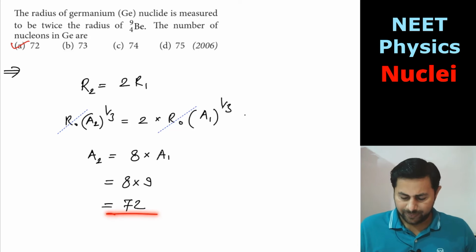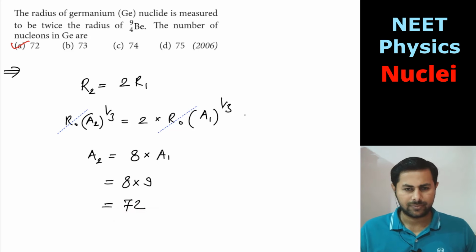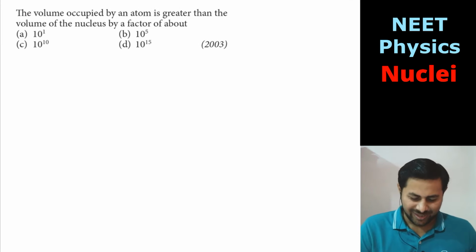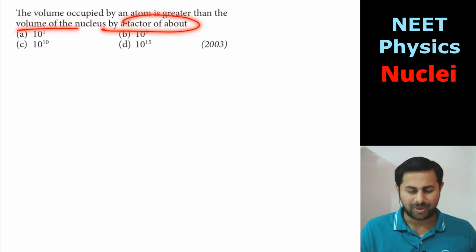Okay, very simple. Yes, no? Clear, not clear? Okay, good. Let's see next one. The volume occupied by an atom is greater than the volume of the nucleus by a factor of about, tell me.